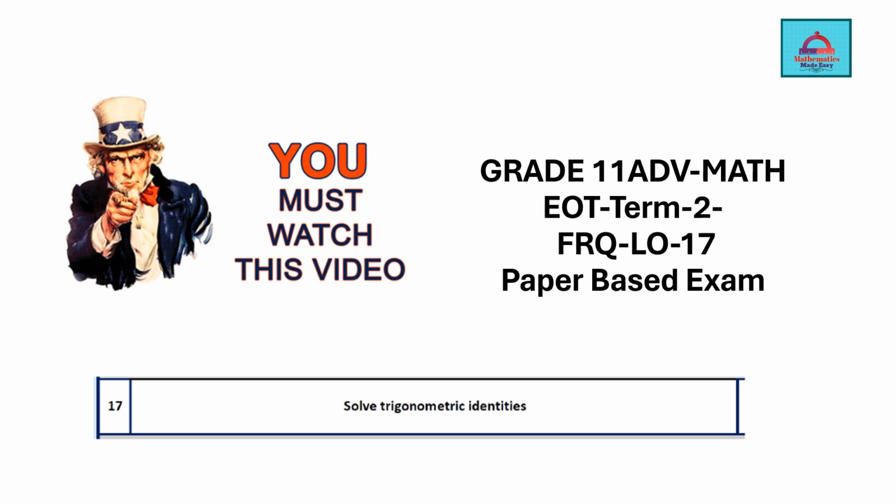This video is going to be very helpful for all my students who are going to be giving the term 2 exam today. In this video, I am selecting from the EOT exam coverage for grade 11 advanced the learning objective 17, where we solve trigonometric identities for the paper-based exam. This is a very important video. I would urge you to watch the video till the end. Towards the end of this video, in the last 2 minutes, I will be showing you the answer key for all the questions for this learning objective 17. So let's start this video, and I wish you all the best for your coming exam.